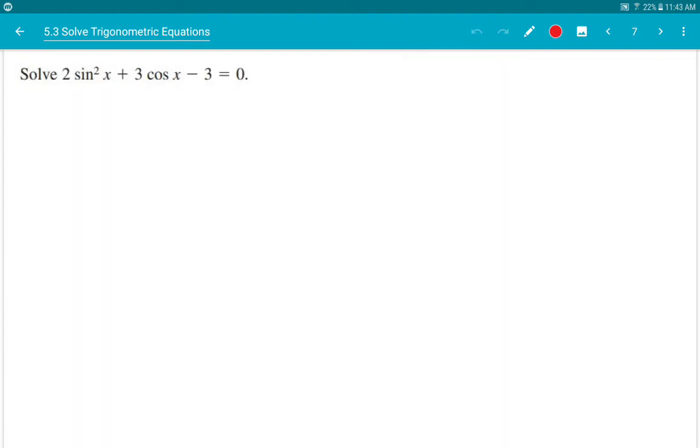Okay, now here's one that's a little different. If you notice, we have sine squared and cosine, so we can't just factor because they're not even the same function. So now this one is where knowing your identities will help you. Now I'll ask you the question: is there any way I can keep this quadratic and convert one of these two into the other? If you said I can take sine squared and convert that into 1 minus cosine squared, you are correct.